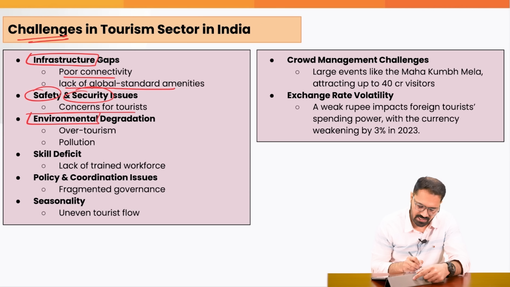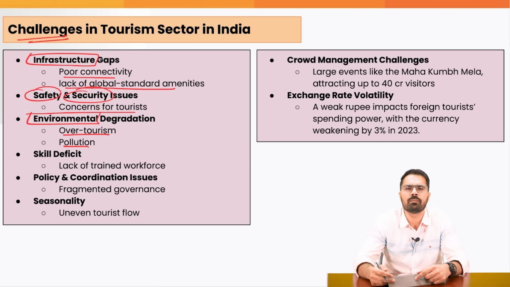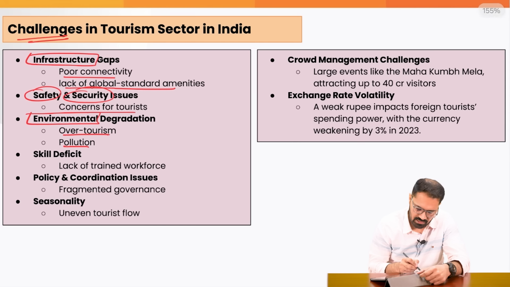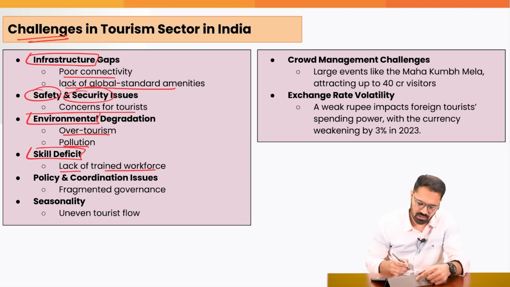Then you have environmental degradation in the form of over tourism and pollution. This can be seen in the major cities in the Himalayas, let's say Shimla, Manali. A lot of pollution is being created in these cities because of the overpopulation and over tourism. Then you have a skill deficit in the form of lack of trained workforce, either in the hospitality sector or in the form of tourist guides. We lack these kinds of skills.